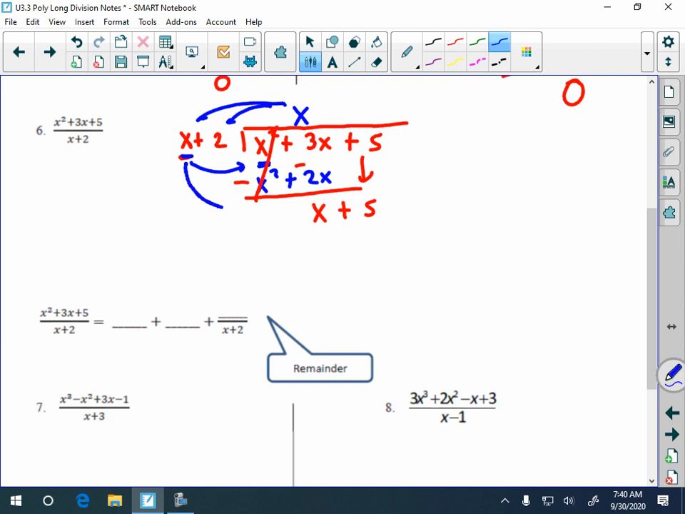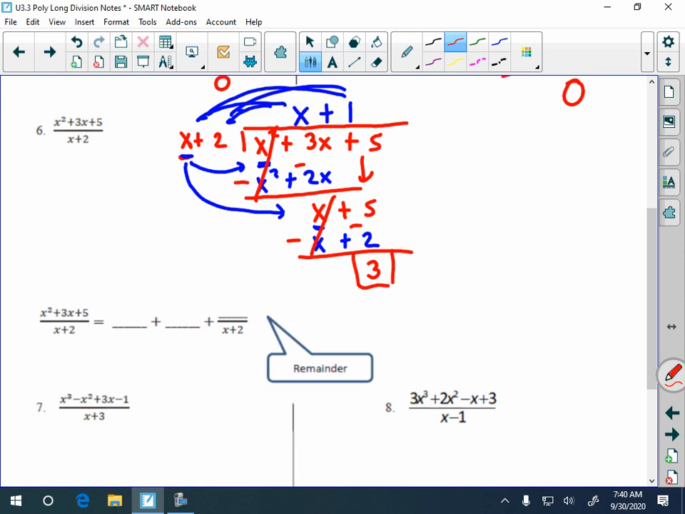Right, and then we'll do this again. So x times what is x? So that's plus 1. Okay. So 1 gets distributed. So 1 times x is x. 1 times 2 is positive 2. Draw a line underneath. Change both signs to their opposites. Add down. So 5 plus negative 2 is positive 3. Right? And we're done. This is my remainder right here.